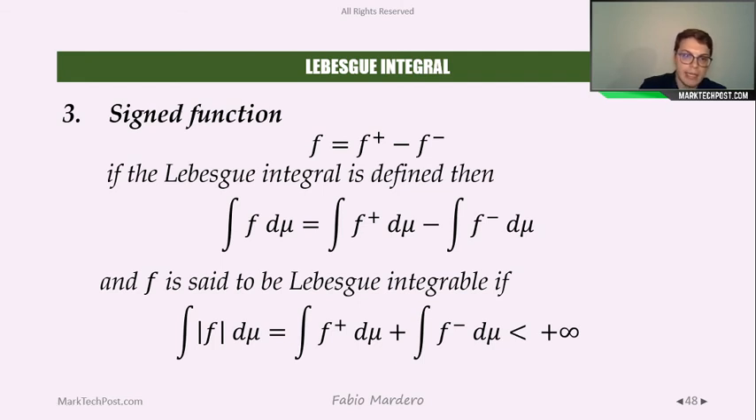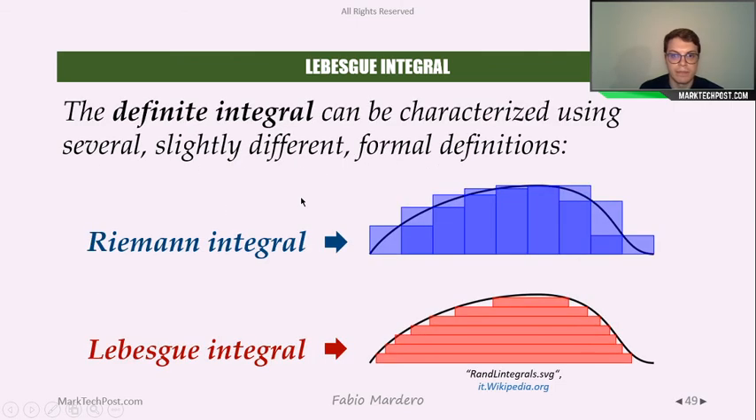We will say that f is Lebesgue integrable if both integrals are finite. So this means that we get here a real number, and not a plus infinity or minus infinity as a value for the Lebesgue integral.